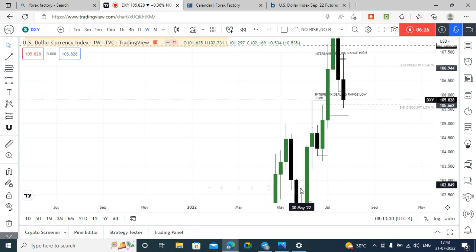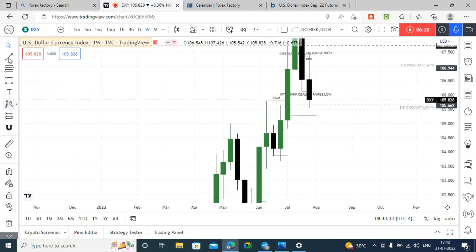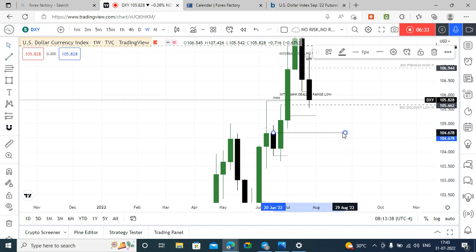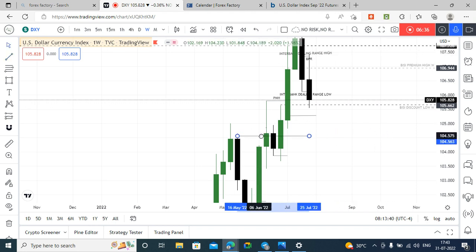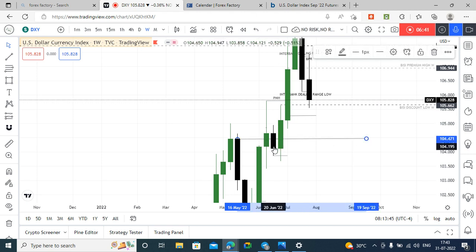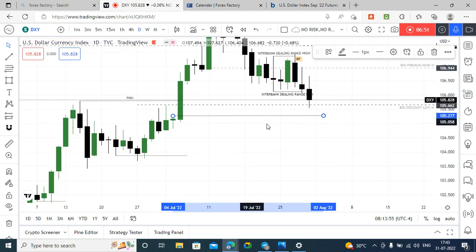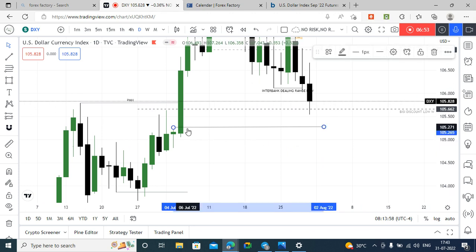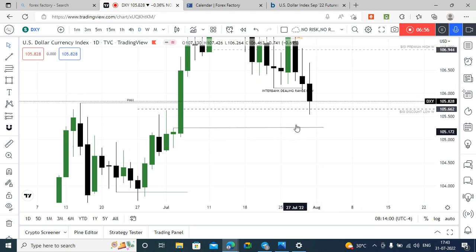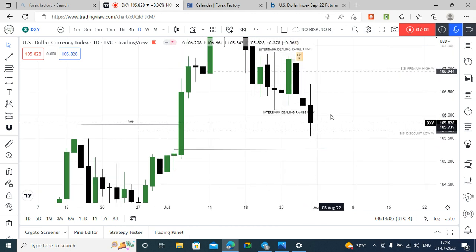And our second target level is that price may come to this breaker level, which is the mean threshold of this bullish order block level. It's my second draw on liquidity. The first draw on liquidity is the daily chart buy side imbalance, sell side inefficiency, discount low. It's my target level for the coming week.